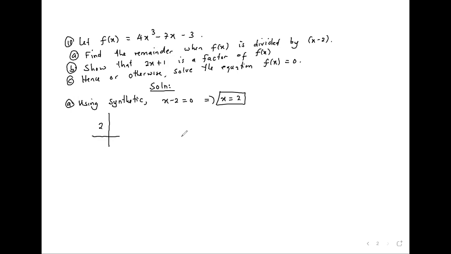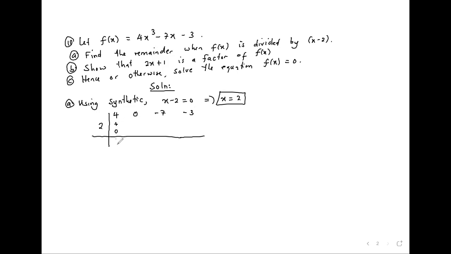We take the function and get the coefficients of the variables in descending order. For x cubed, we put a 4. Is there an x squared? There is no x squared, so we put a 0. 0x squared, minus 7x, minus 3.